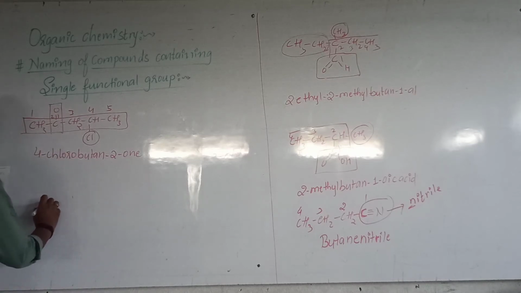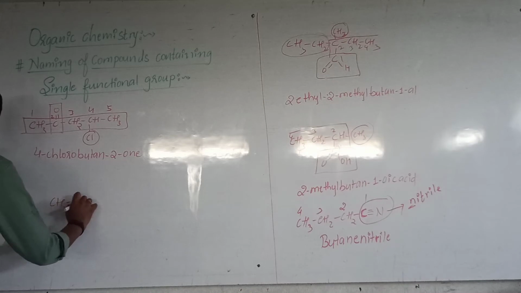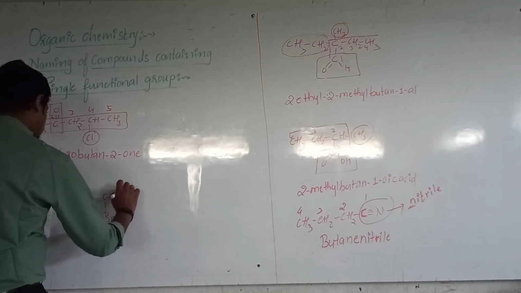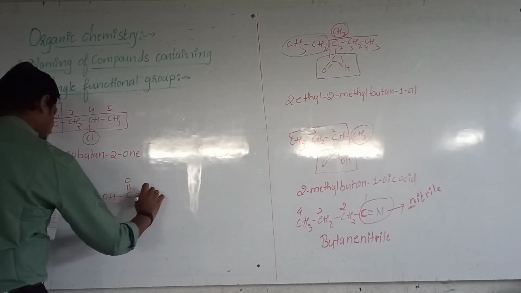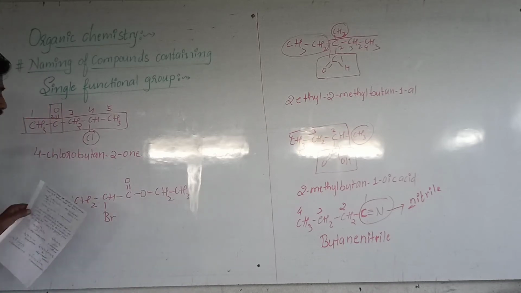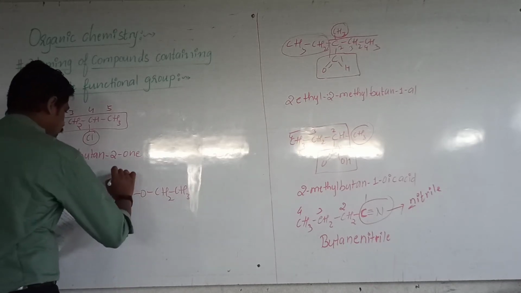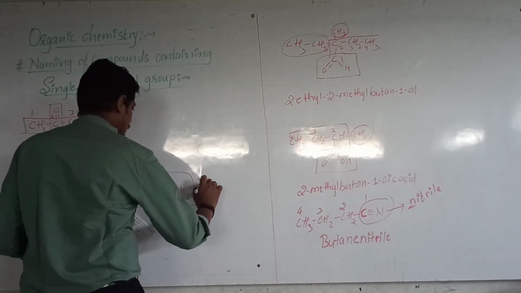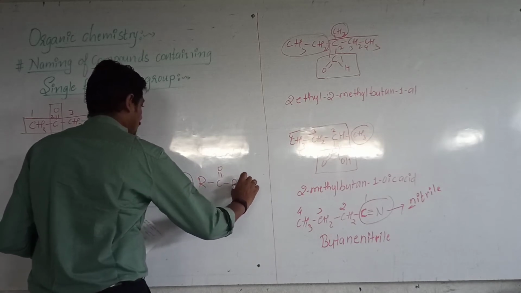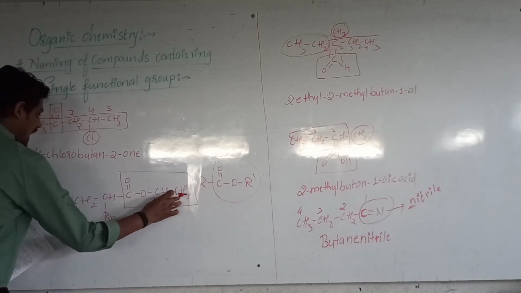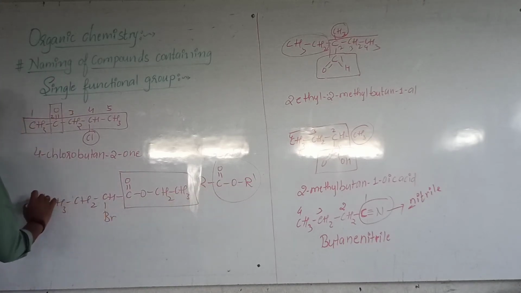Big one, let's see: CH3 CH2 CHBr C double bond O, again... Now, where is your functional group? This entire part is your functional group only. Esters: what is the general formula of esters? R C O O R dash. So this is your functional group. This is your R dash, and what is R? This is your R.